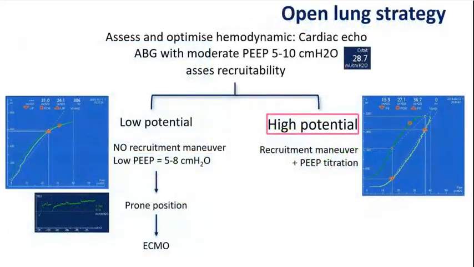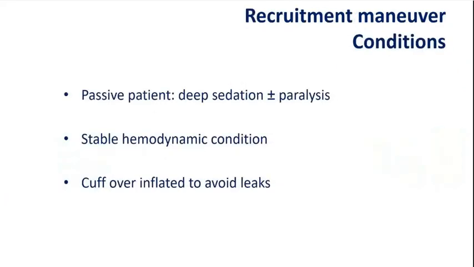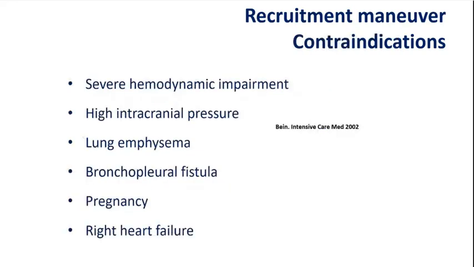So now let's speak a little bit about the patient with high potential of recruitment. This patient should benefit from a recruitment maneuver and a PEEP titration to prevent a new collapse. So how to perform a recruitment maneuver? The condition is that the patient should be passive, in stable hemodynamic condition, and we have to overinflate a little bit the cuff of the endotracheal tube. There are some contraindications which are very important to respect if we want to avoid adverse effects.